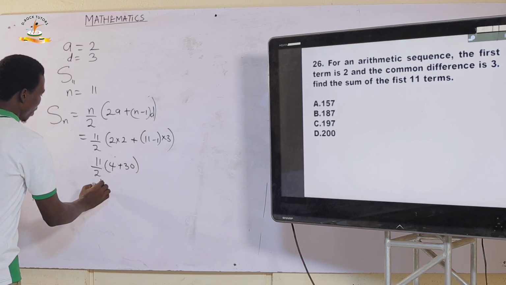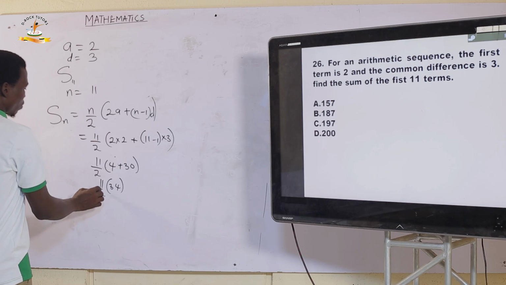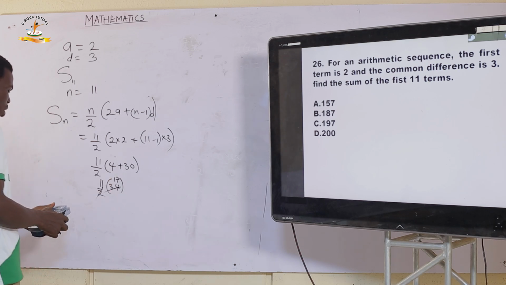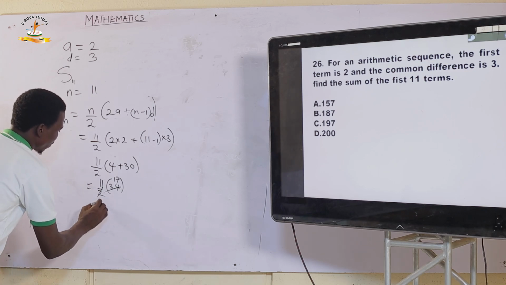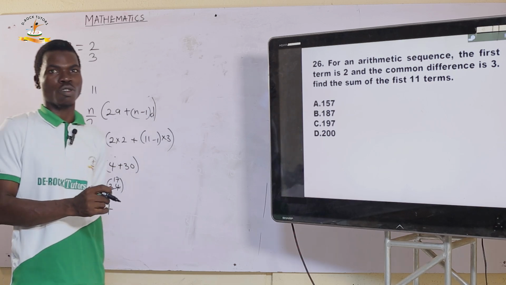And we have 11 by 2 multiplied by 34, and this 2 goes there, 1, 2 goes there, it's 17. So we're going to look at our 11 multiplied by 17, and the answer is 187. So the answer here is 187, which is option B.